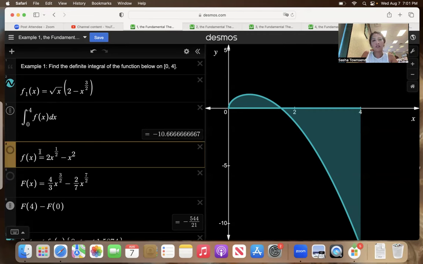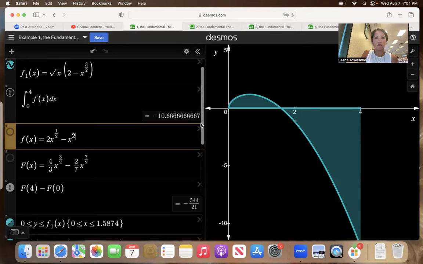So if that's my function, the integral from 0 to 4 of f of x can be computed by Desmos as negative 10.67, or 0.6 repeating. And I think that's exactly equal to the answer that we got on paper. It was negative 32 divided by 3. And say, okay, well, how do I compute that using the fundamental theorem?